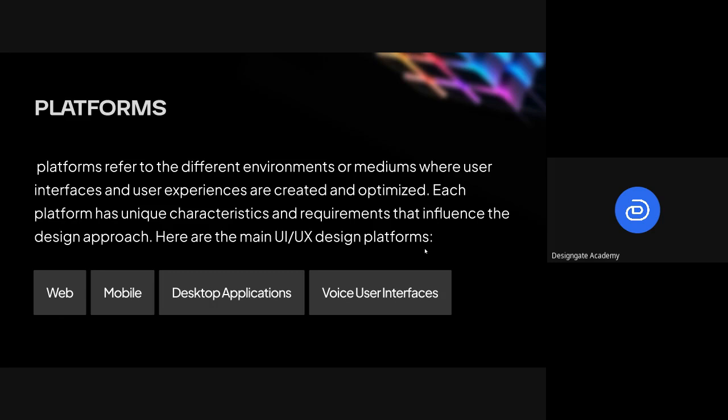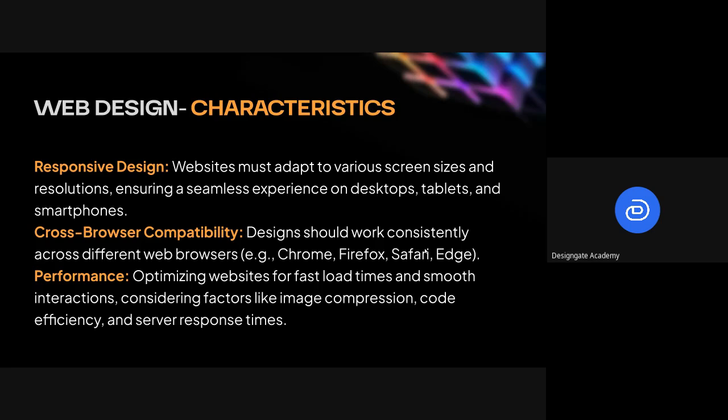And also, these other platforms you are going to be looking at, you will likely get jobs faster if you know how to design for them. Okay. So web, mobile, desktop, and voice user interfaces. These are different platforms you are going to be designing for. Now, when designing for web, there are some things you should take note of, like responsive web designs.